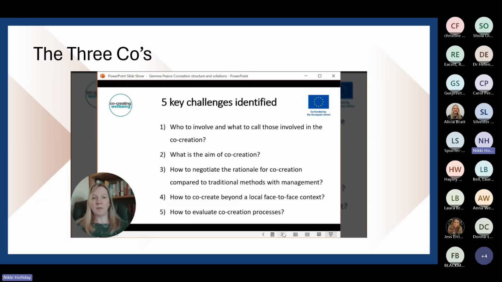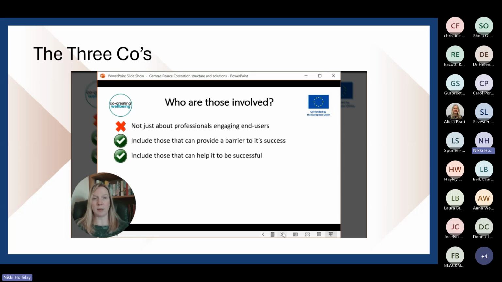So additionally, we had 5 key challenges identified from the co-creation that we carried out. And it looked at who should be involved and what should they be called, and is it really about empowerment or is it something else? There were issues with management wanting to have more traditional methods and not liking the co-creation method for some people. And what happens if you want to do it past a local face-to-face context, and how do you evaluate it?